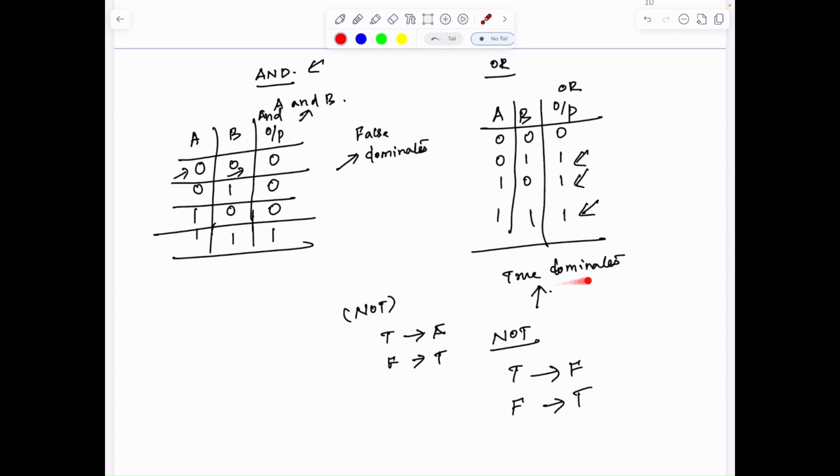So if I evaluate a complex expression, it's an OR expression, and one of the operands evaluates to true, I don't need to evaluate the other part of the expression. True OR anything is always true. Okay?